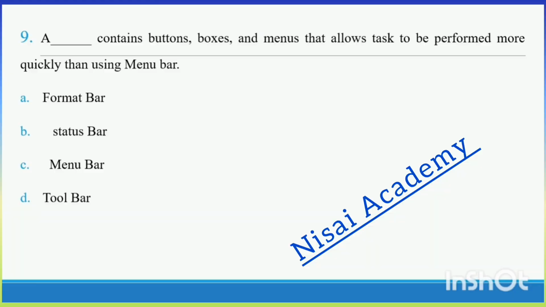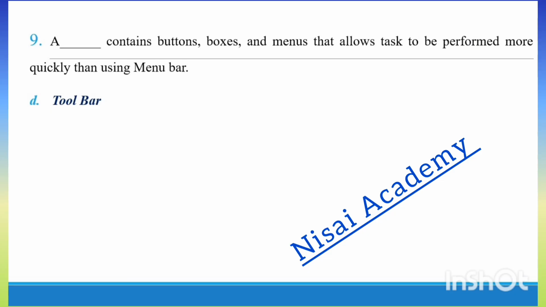Question 9. A dash contains buttons, boxes and menus that allow tasks to be performed more quickly than using the menu bar. Option A format bar, option B status bar, option C menu bar, option D toolbar. A toolbar contains boxes, buttons and menus that allow tasks to be performed more quickly than using the menu bar. Right option D toolbar.